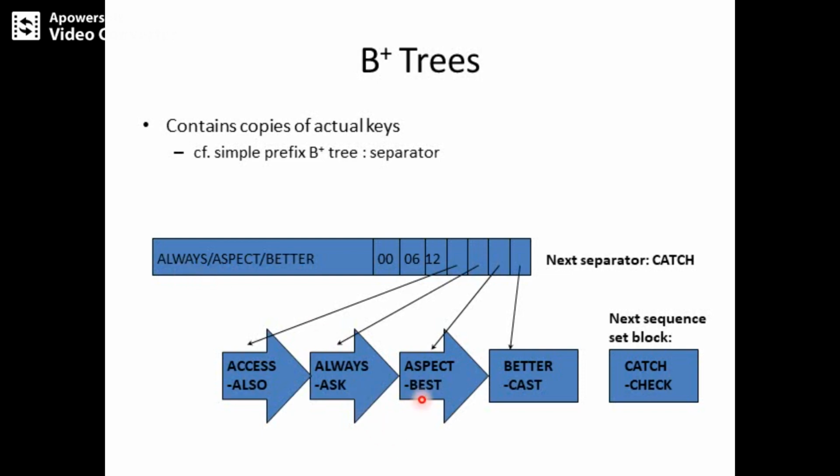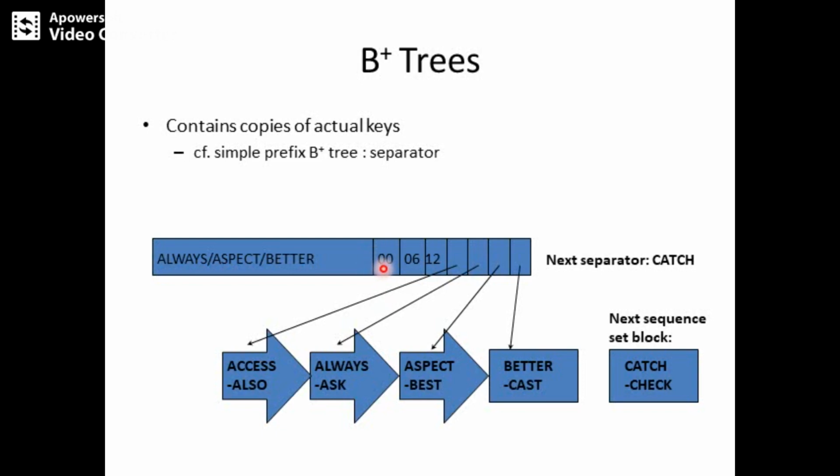And if you consider the second and third block, ask and aspect are the keys, and in the simple prefix B plus tree we had taken ASP as the separator, but here we are going to take aspect completely as the separator. So usually after the B tree they formed the B plus tree, but in order to make it simple, once again they made the simple prefix B plus tree. So rest everything is the same, all the steps are the same.